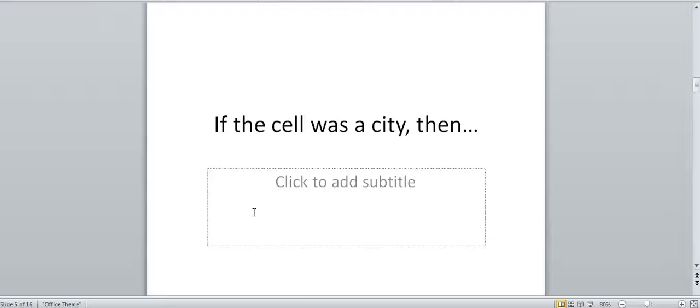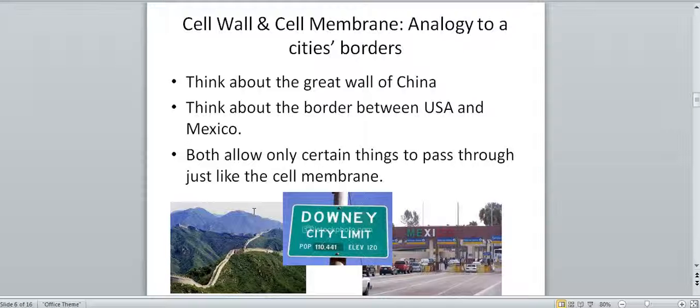So if the cell was a city, then the cell wall, the cell membrane, would be like the city's borders. In a way, you want to think about the Great Wall of China. Maybe you think about the border between the USA and Mexico. But the cell membrane is just like a barrier where certain things are allowed to go in and certain things are not allowed to go in.